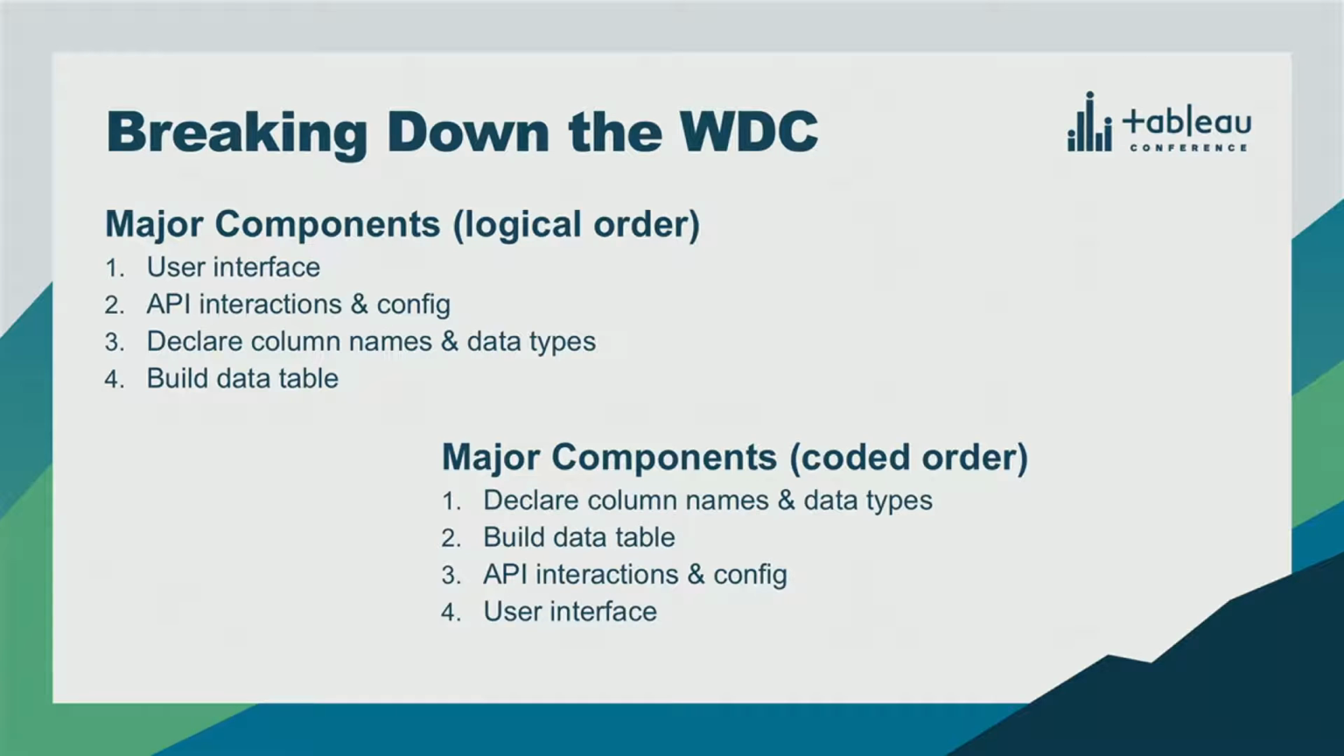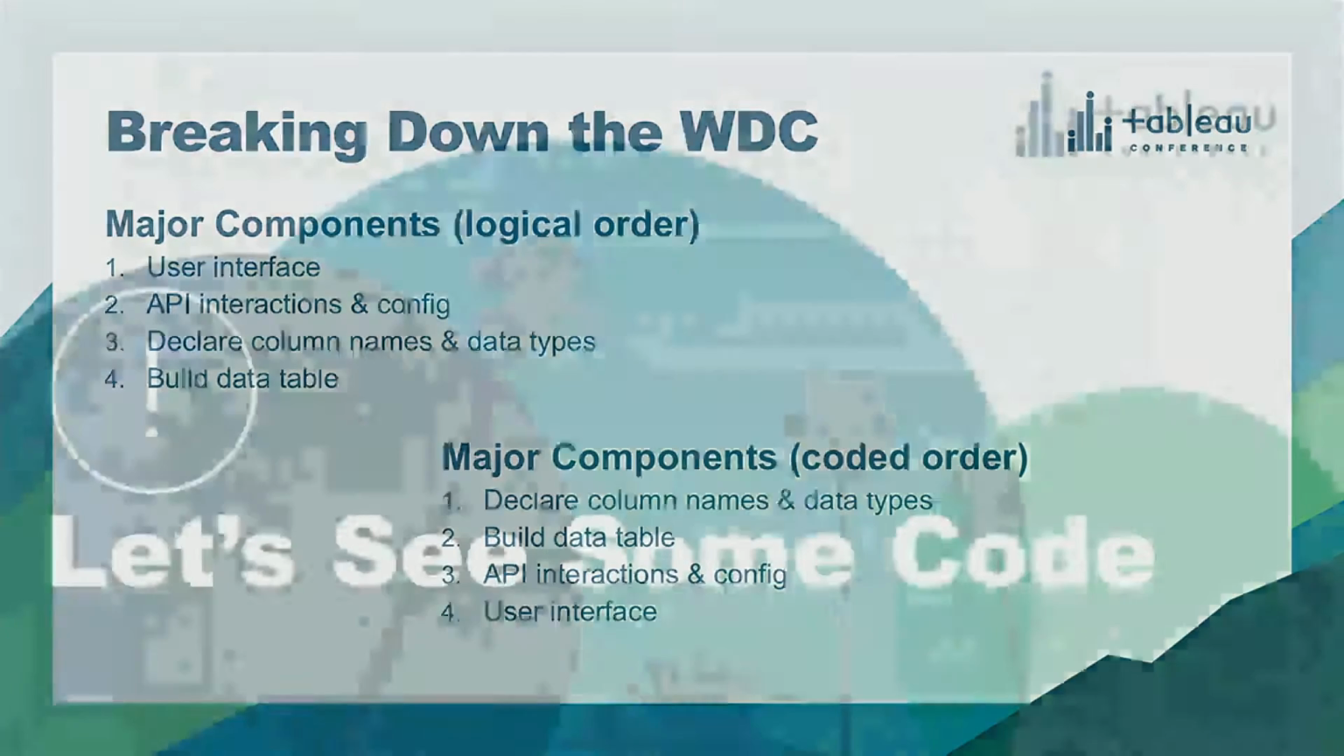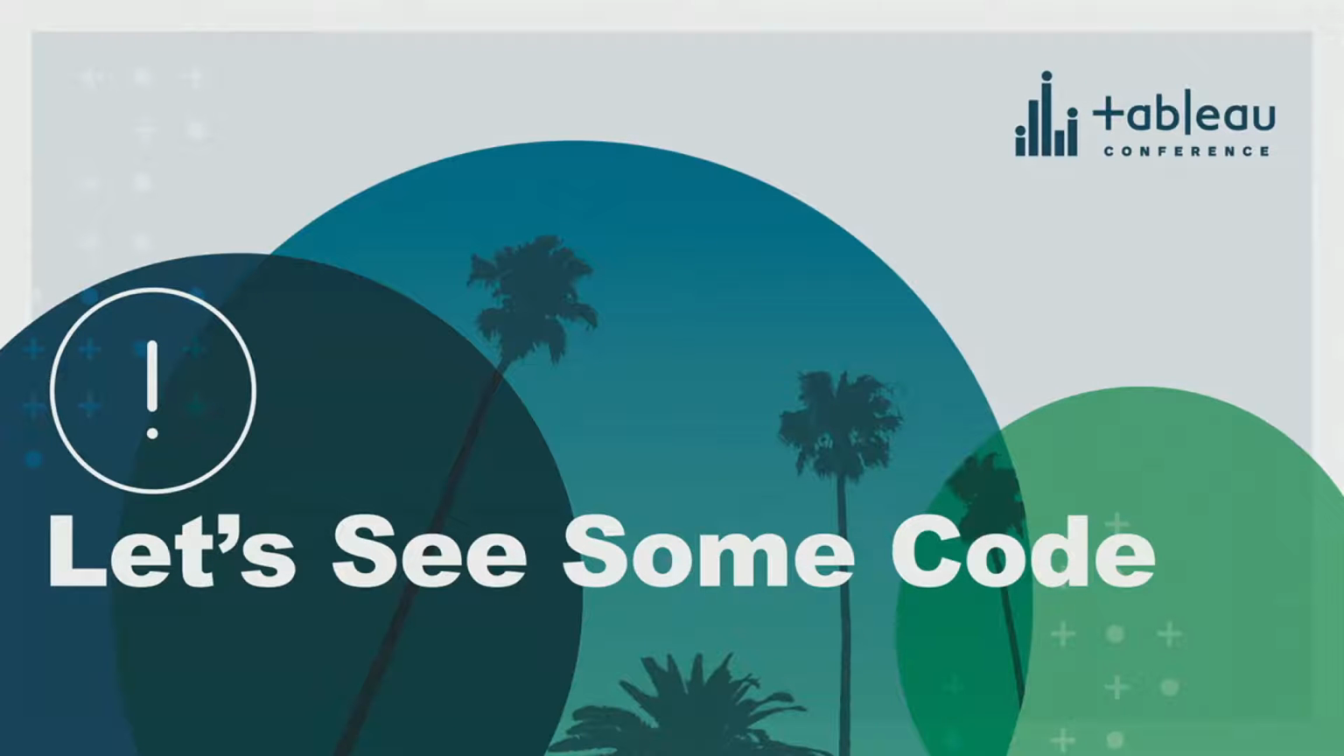And there's a reason for that. When a browser or the data connector actually executes the code, it needs to compile all of the stuff beforehand and then present the interface to you. So it compiles in the order that's programmed. You want to make sure that all that stuff's at the top, and then the last thing that's presented is the user interface. All right, let's take a look at some code.